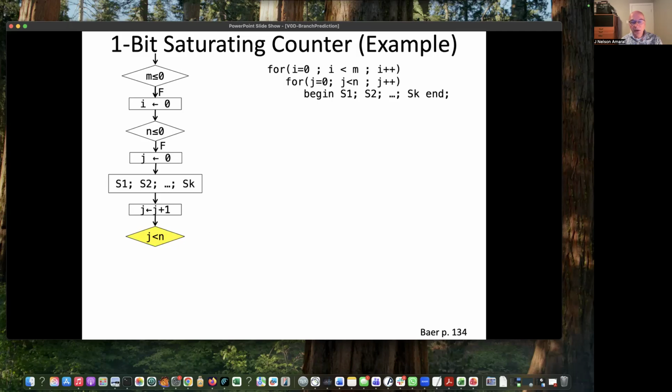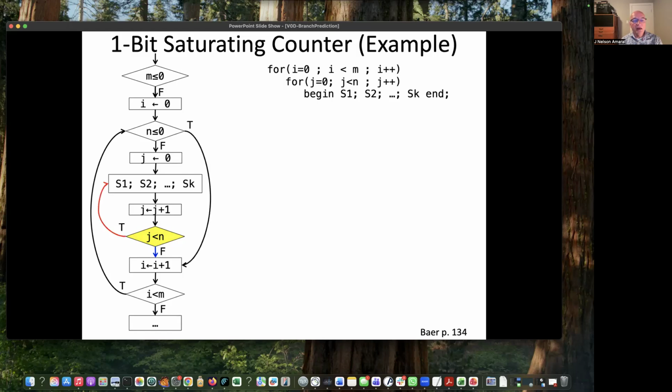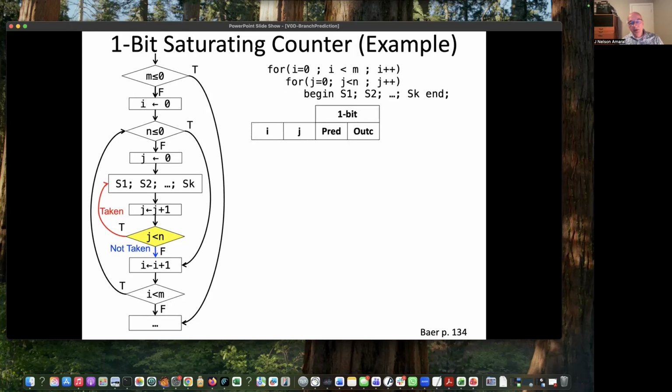This is my inner loop end-of-loop branch. And then I increment the value of i, and then I test whether I should go back to the top of loop i. And then I get to the end, and I have the back edge from the test at the end of the outer loop, and the back edge from the test in the inner loop. What I'm interested in here is the prediction of the innermost loop branch, which is that test of whether j is less than n. So that branch can be not taken or taken. And this is what will be examined.